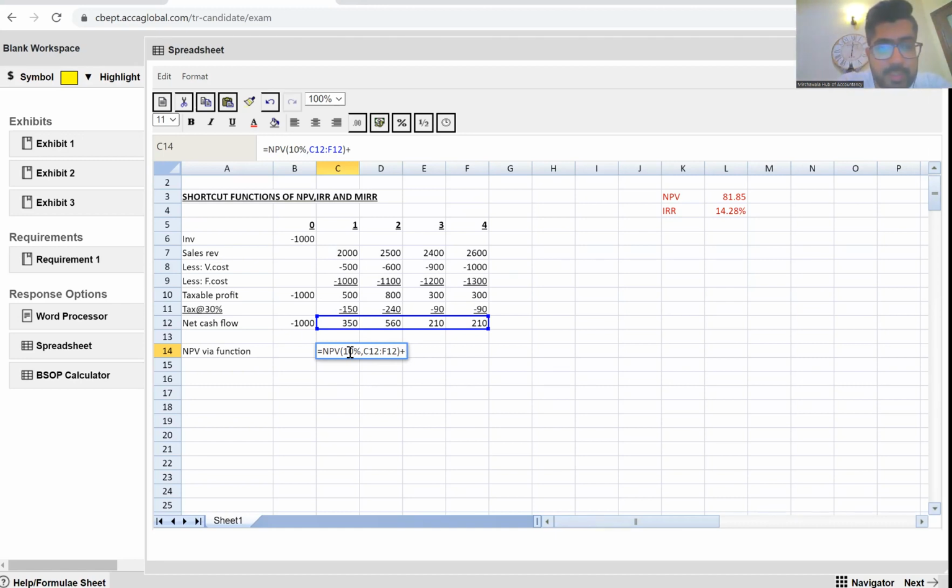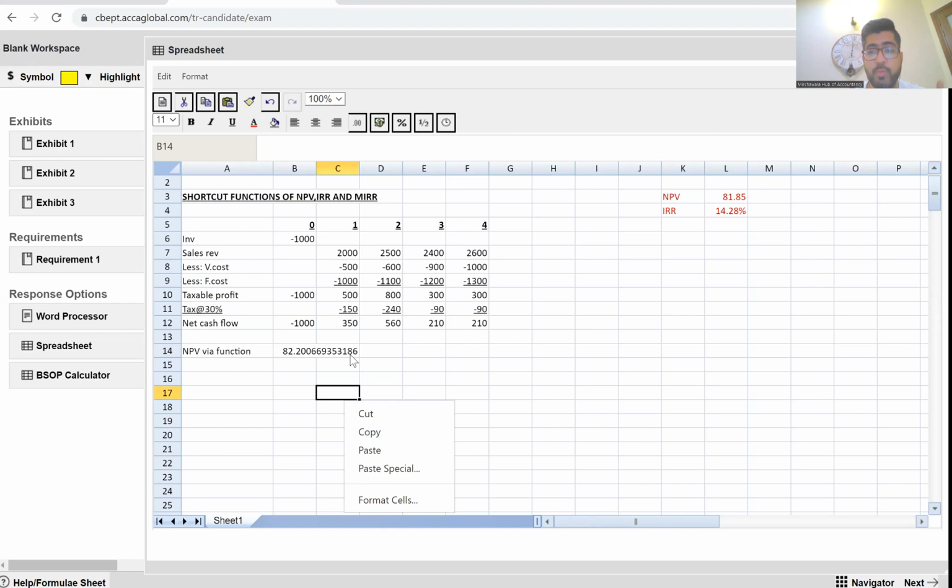Plus the net cash flow of year 0. So what is the net cash flow of year 0? B12. That's it. Okay, what I'm doing, equals to NPV, bracket open, cost of capital percentage, the discount rate 10%, comma, net cash flow cell of year 1 till year 4, so C12 till F12, bracket close, plus net cash flow of year 0, B12, enter. See, what is the NPV? 82.26.